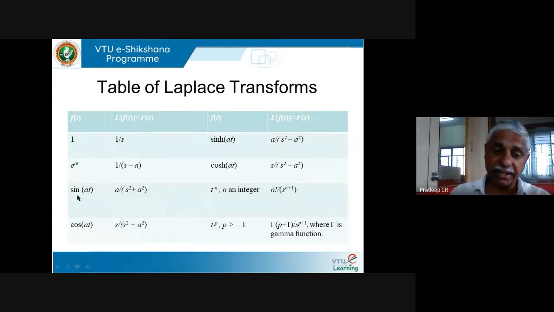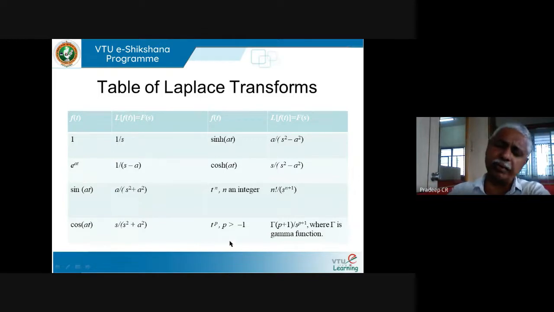Similarly, if the function is sine at, then its Laplace transform is a by s square plus a square. That means if you try to find L of sine at, that means if you integrate e power minus st into sine at, t from 0 to infinity dt, it's a very horrible expression. So let us not do that. It's not there in your syllabus, so be happy. But the answer you need to know, that is the tragedy. The answer is a by s square plus a square. This you must remember, which is the worst part. If you can derive it, well and good, but it takes a lot more time. So you have to remember table of Laplace transforms.